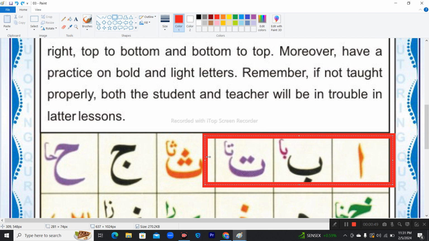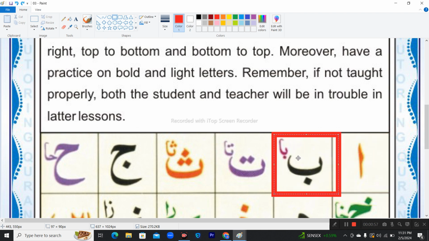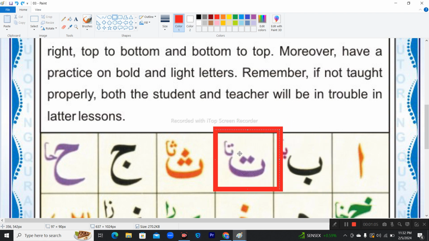The first letter is Alif. And how many dots in Alif? No dot. And the next letter is Ba. And how many dots in Ba? One dot on the bottom. And the next letter is Ta, and two dots. Ta has two dots on the top.